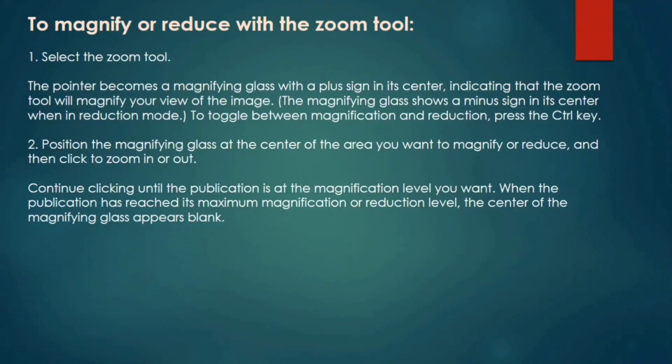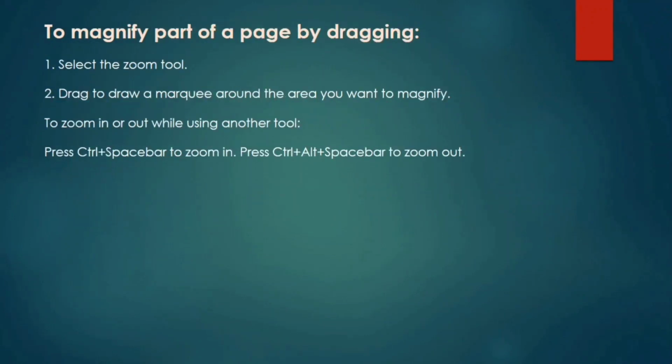To magnify part of a page by dragging, select the zoom tool, drag to draw a marquee around the area you want to magnify. To zoom in or out while using another tool, press Ctrl plus spacebar to zoom in. Press Ctrl plus Alt plus spacebar to zoom out.